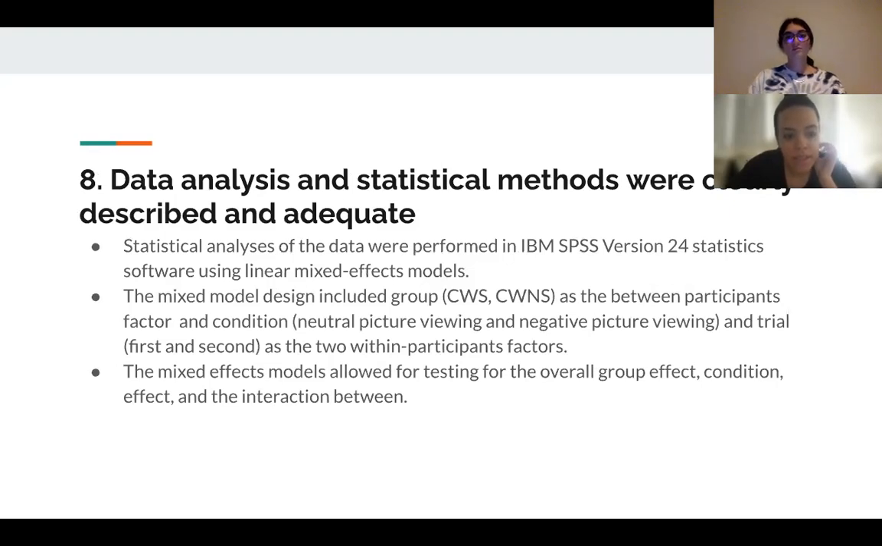And yes, data analysis and statistical methods were clearly described and adequate. Statistical analysis of the data was performed in IBM SPSS version 24 statistics software using linear mixed effects model. The mixed model design included a group, children who stutter and do not stutter, as the between participant factor and conditions, neutral picture viewing and negative picture viewing, and trial, first and second, as the two within participant factors. The mixed effect models allowed for testing for the overall group effect, condition effect, and the interaction between.